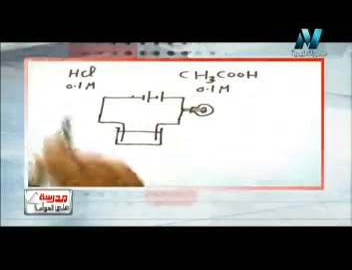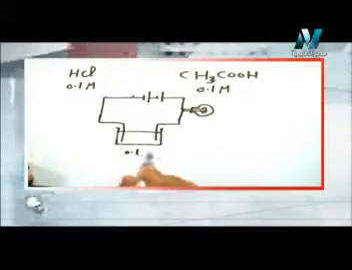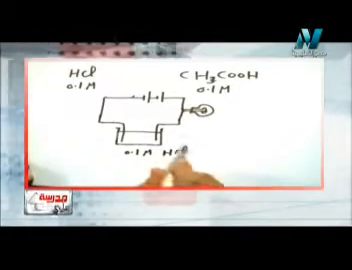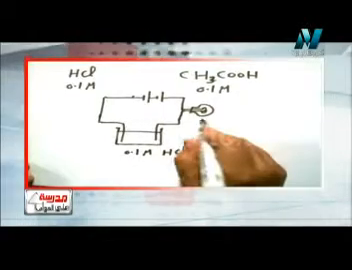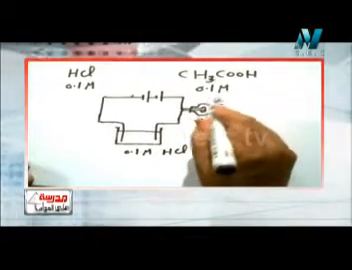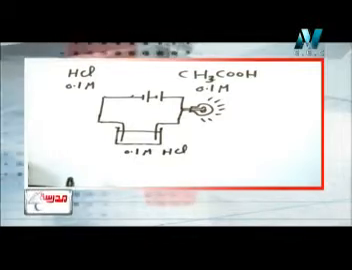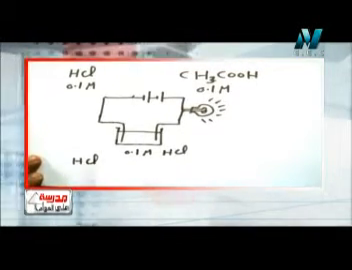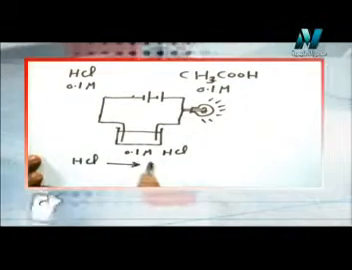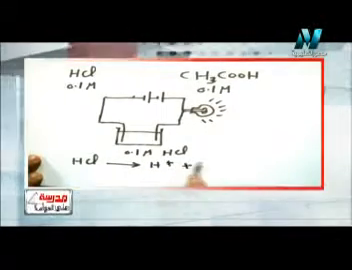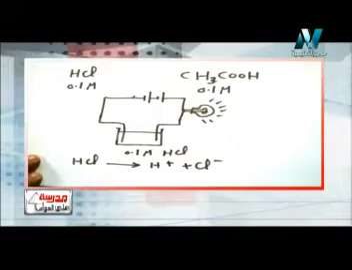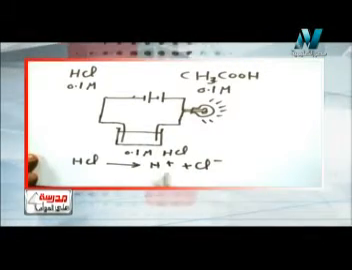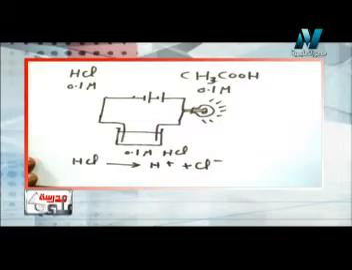At first I take 0.1 molar of HCl. We note that the lamp will give strong illumination. This is because HCl is a strong electrolyte. Strong electrolyte means that it is completely ionized. 100% of the molecules are converted into H positive ion and Cl negative ion. All molecules are converted into ions, so it gives a strong illumination.